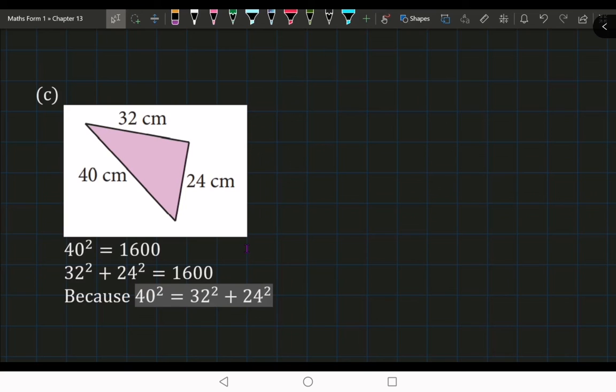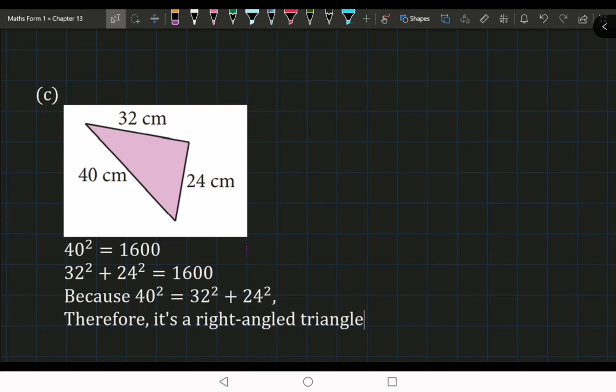So what is our conclusion there? Therefore it is a right angle triangle. You need to understand that.